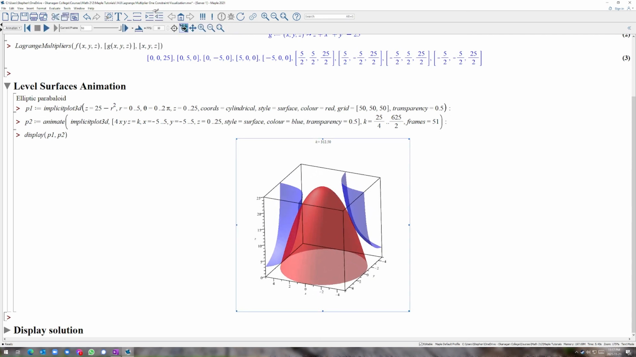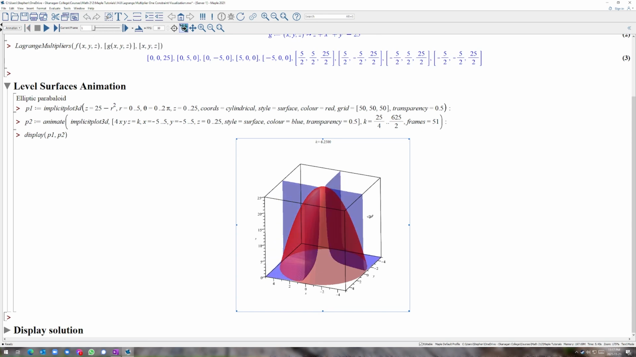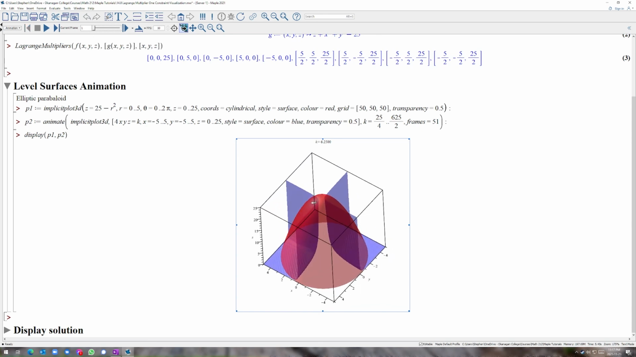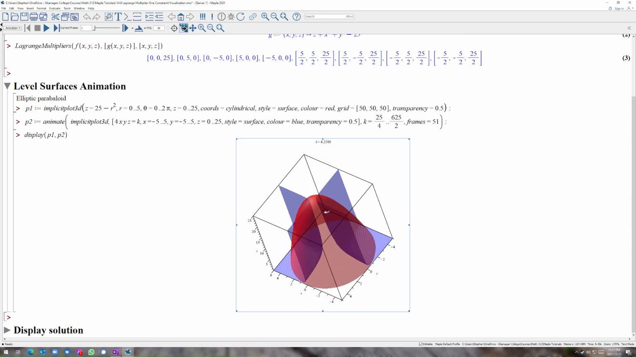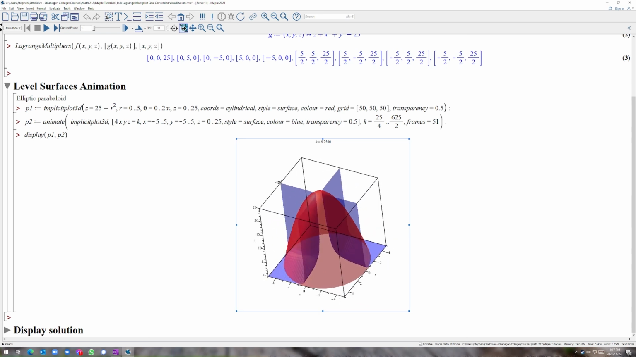Now, here, I'm going to back this up to here. You can see 4xyz is equal to k, where k is 6.25. That's a pretty small volume compared to what we're supposed to be getting as our maximum, 625 over 2. That's a weird looking level surface, but that blue surface there is actually the surface corresponding to the equation 4xyz equals 6.25, or 25 over 4.